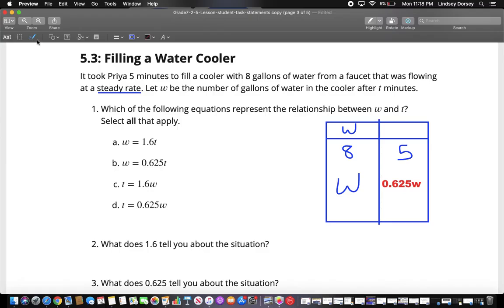Sorry for that interruption. So we have T here. Okay, so T equals 0.625 W. That is the correct one. And 0.625 is equal to 5/8. So that would be the same thing as writing T equals 5/8 times W.